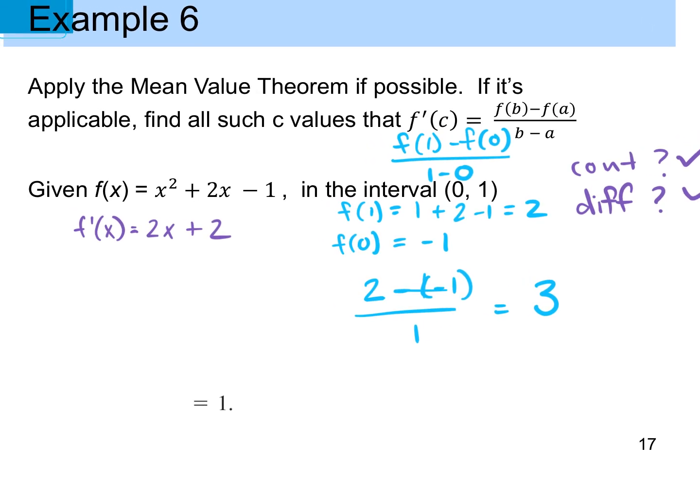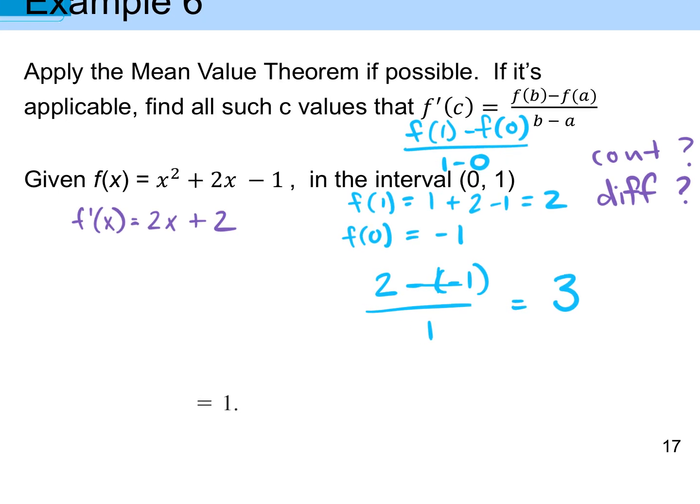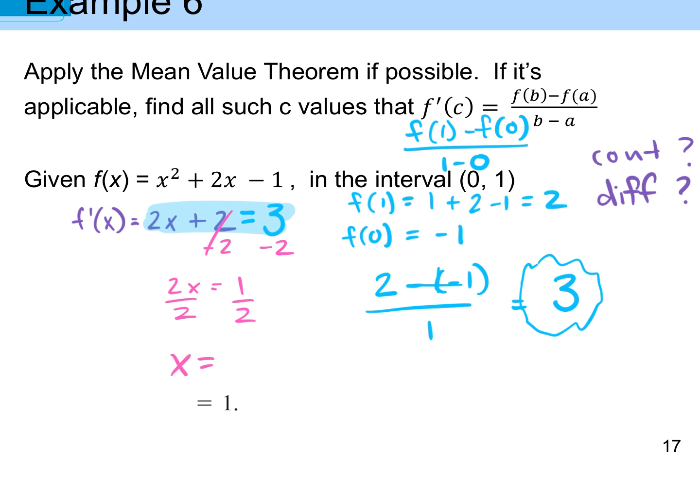What would we do next? We set our derivative equal to 3. Because our slope was 3 here, we set the derivative equal to 3, and we're going to solve for x. So we can subtract 2. 2x is equal to 1, divide by 2. What does x equal? 1/2. Is 1/2 in our interval? Yes.